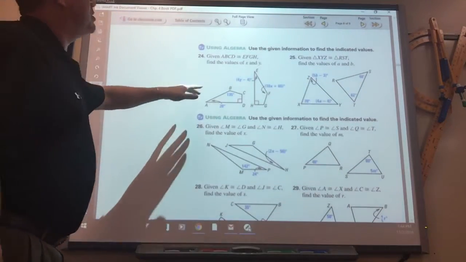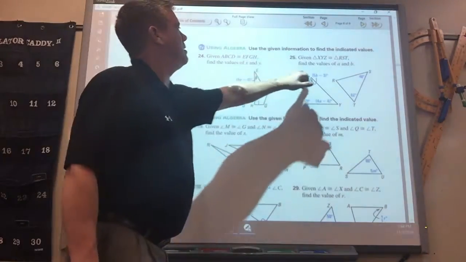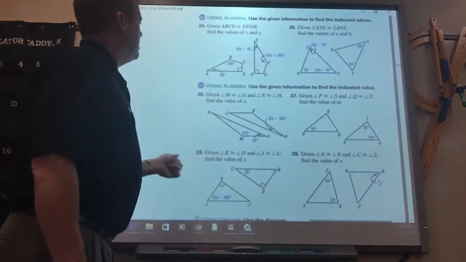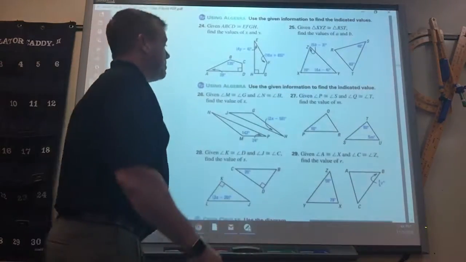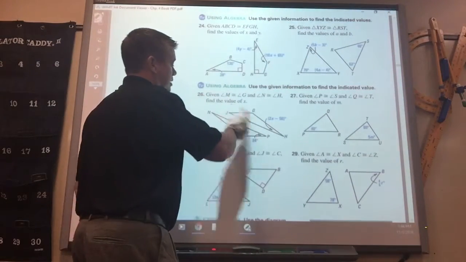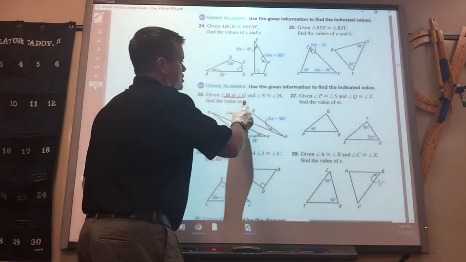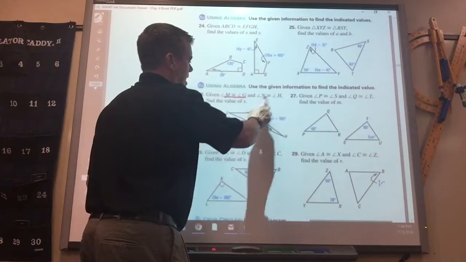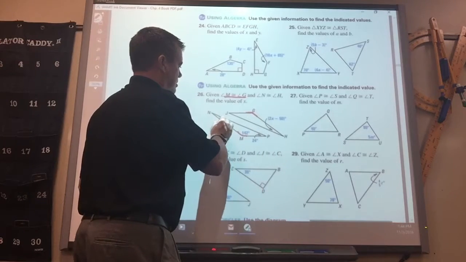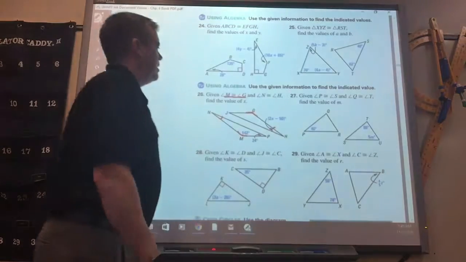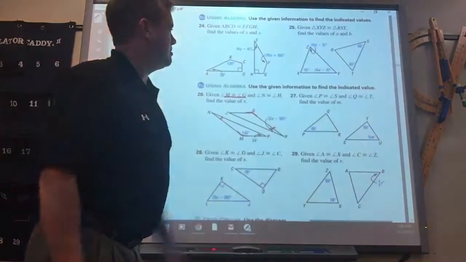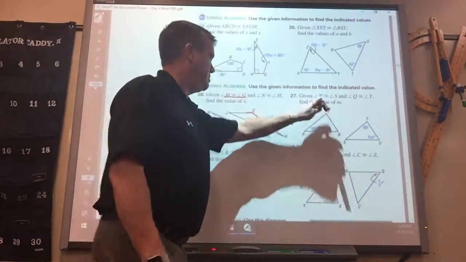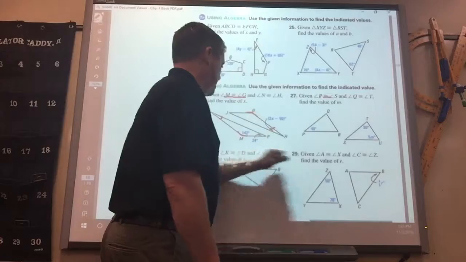And then when you get here, you're just figuring out what X and Y are, A and B. Here they're given, it's not marked in there, so you gotta mark that in. M and G are the same, and N and H. And then you just gotta figure out what X is. Same thing with these, it's giving you information there, there, and there.